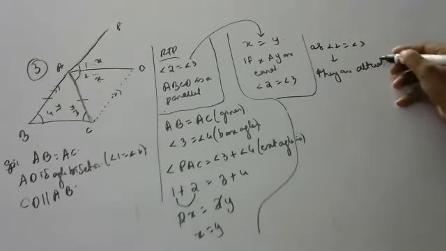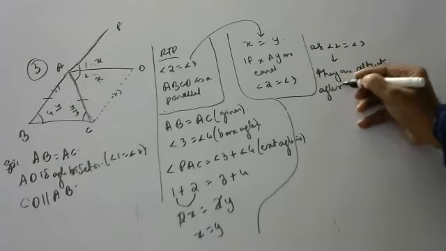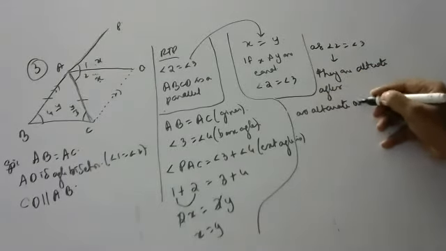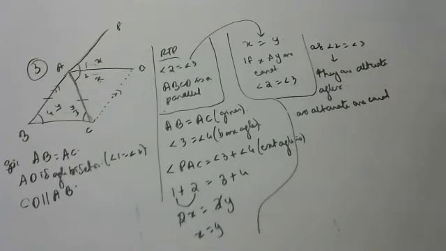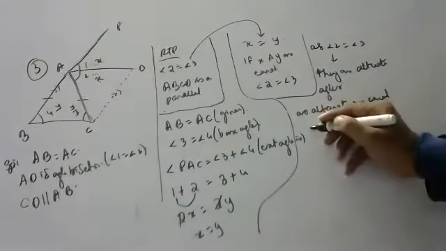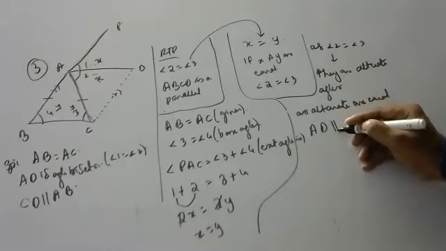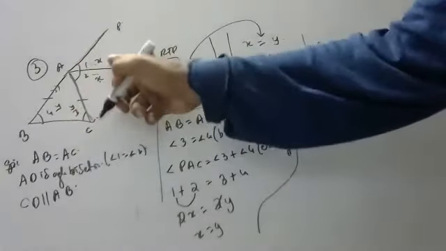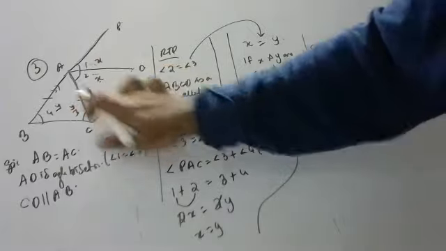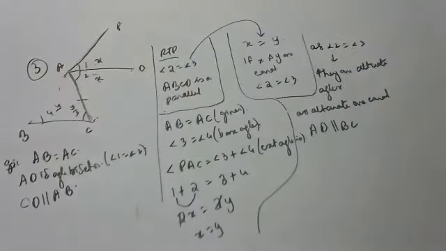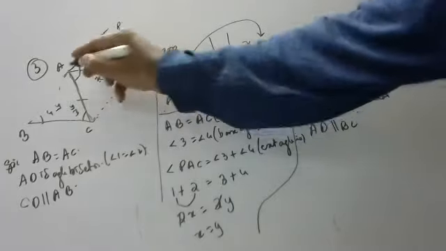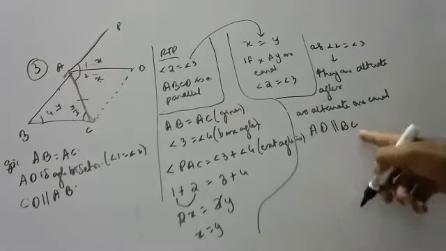Now children, as angle 2 is equal to angle 3, they are alternate angles. As alternate angles are equal, I can say AD is parallel to BC. Okay, children. Imagine this is not there. So these both are alternate, so these both are parallel lines. You are able to understand. So I can say AD is parallel to BC.